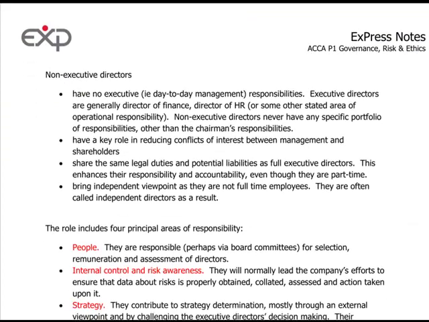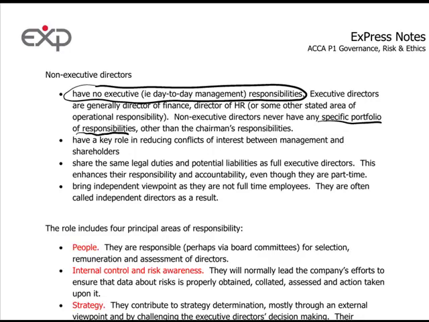Just to be clear, what a non-executive director is, they have no executive, i.e. day-to-day management responsibilities. If they did, they would lose their independence. So they shouldn't have any specific portfolio responsibilities. It gives them therefore freedom to criticise when things don't go well, but also before things go good, they can just suggest that's good or whatever. There are checks and balances in the system. They have a key role in reducing conflicts of interest between management and shareholders. So they're trying to strike a balance between the two.